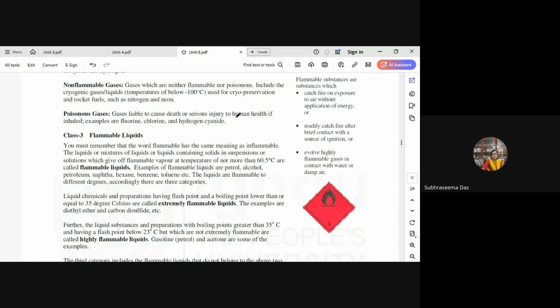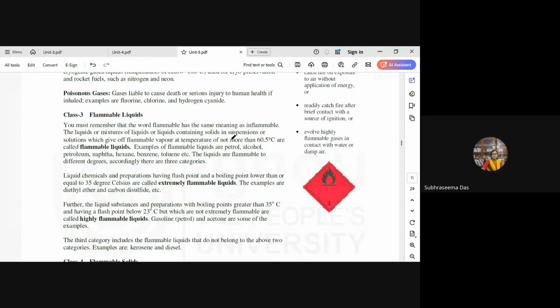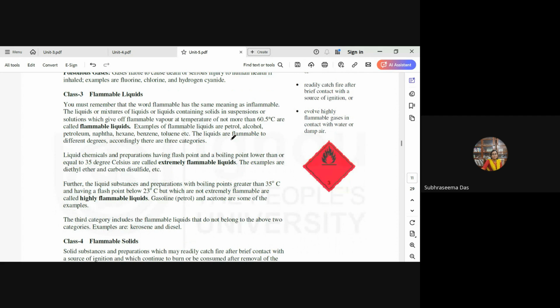Then class 3 is the flammable liquids. Flammable liquids are those like petrol and alcohol. These liquids are flammable to definite degrees, and they have been classified into 3 categories. First are the extremely flammable liquids. These liquid chemicals have a boiling point lower than or equal to 35 degrees centigrade, such as diethyl ether and carbon disulfide. They are extremely flammable liquids.